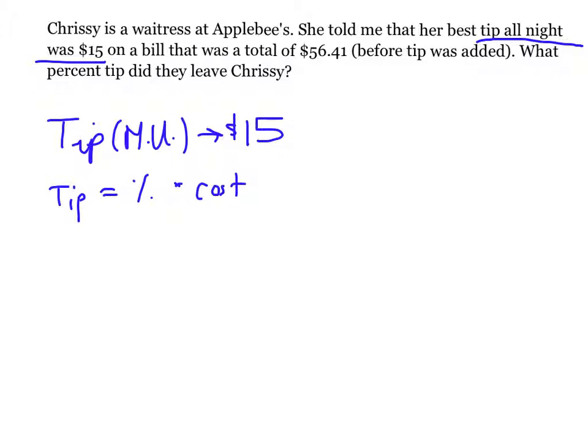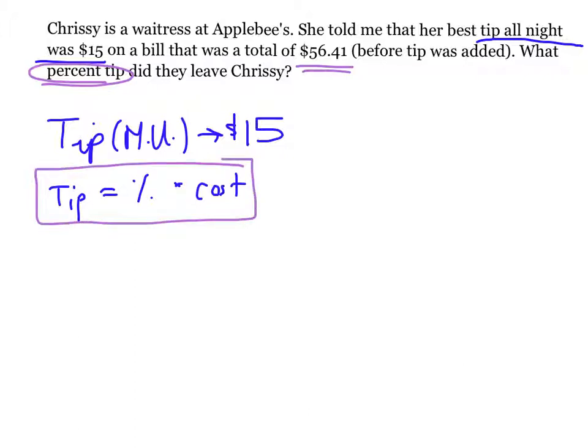And we are finding the percent, but we're given the cost. So if we plug numbers into here, we'll be able to solve our problem. We know our tip was $15, so we can say 15 equals the percentage of tip they left, which is our unknown X, times their initial bill, or the total cost they owed before anything, which is $56.41.